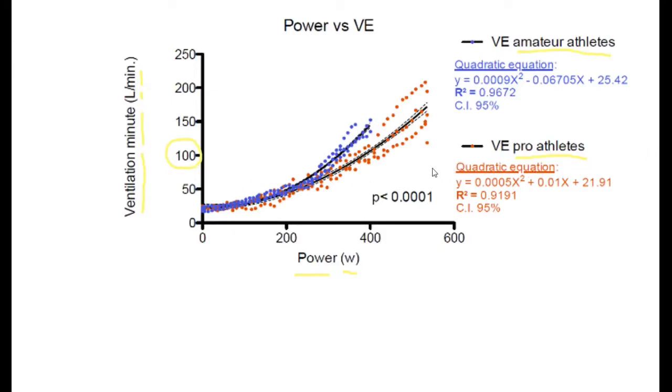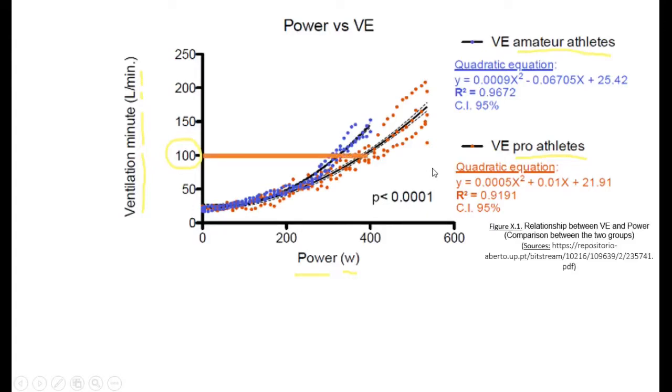In this study, they have shown that for a same intake of air, the power produced is not the same. We've got roughly just above 320 perhaps watts produced for amateur athletes, and almost 400, possibly 390 watts produced in the case of professional athletes.